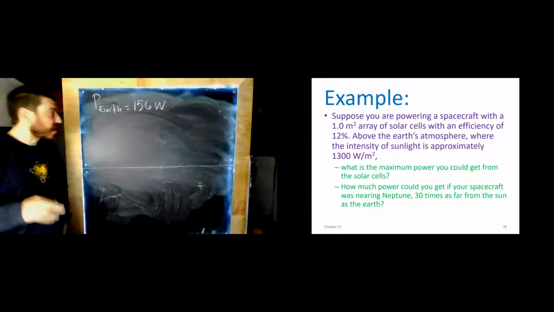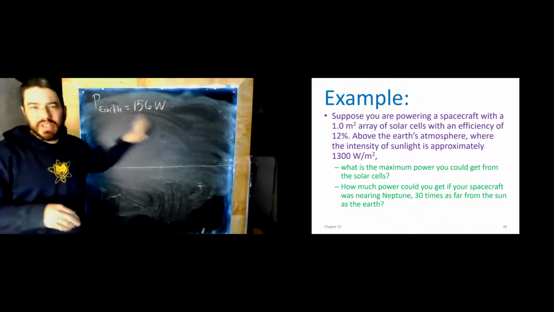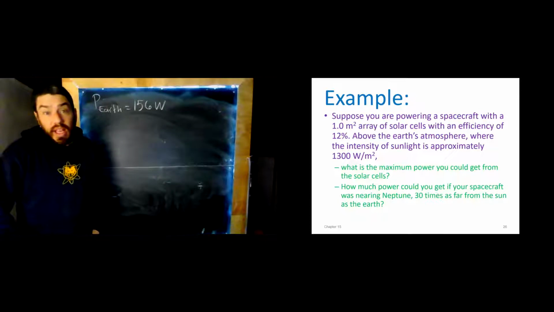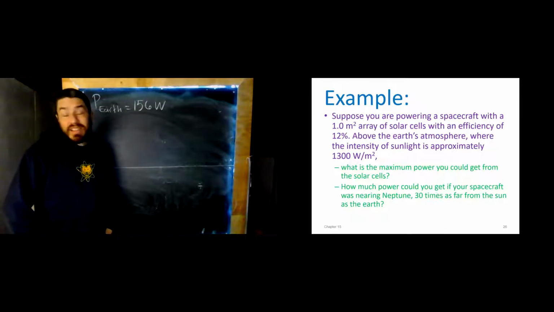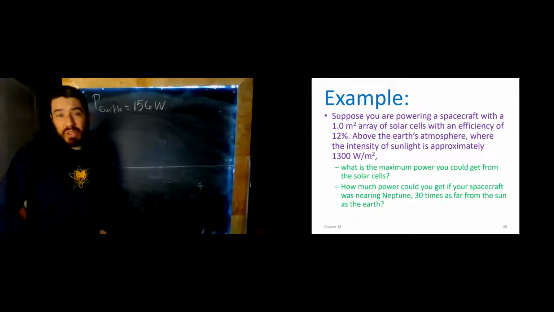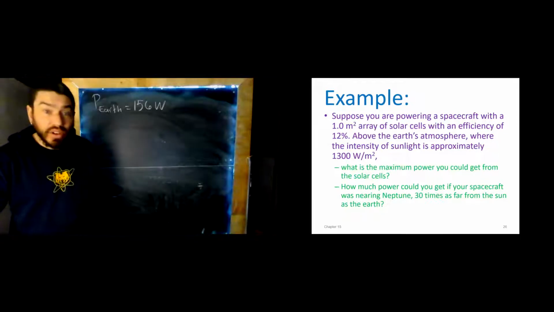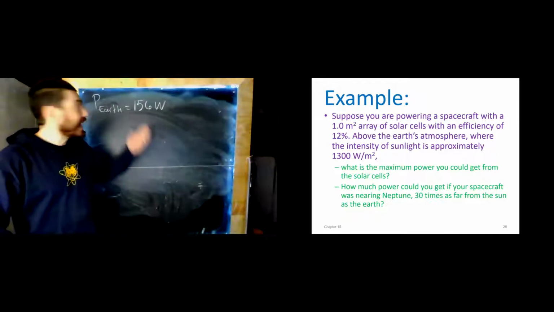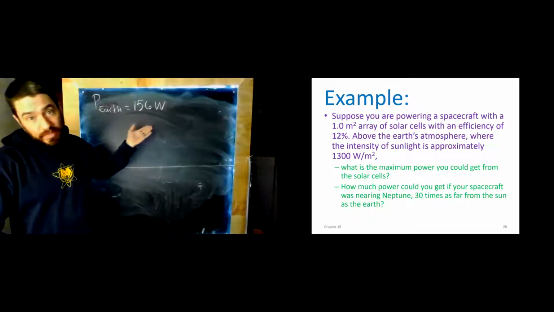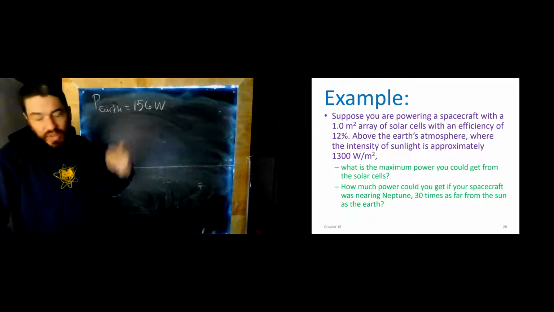Okay, so we just discovered that we're going to get 156 watts out of this solar cell if we're using it near the Earth. Now let's say that the spacecraft went to Neptune. Neptune is about 30 times as far from the sun as the Earth is. So we should get a lot less power, shouldn't we? How much less? Let's figure it out.